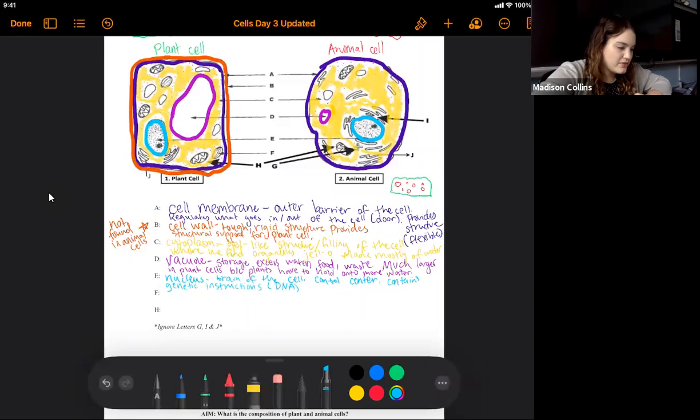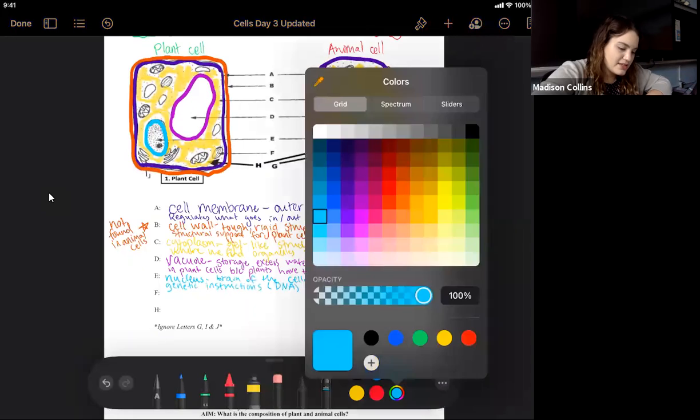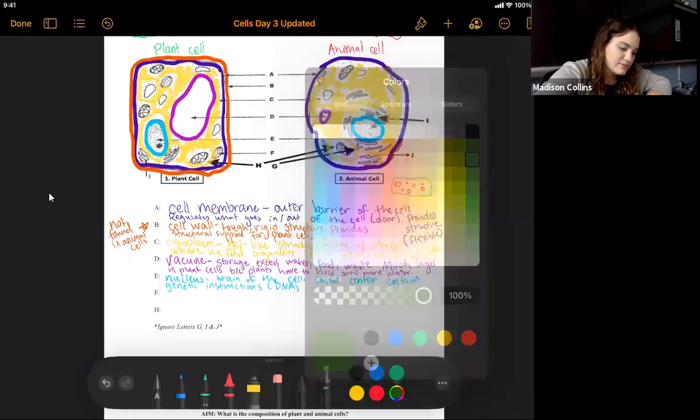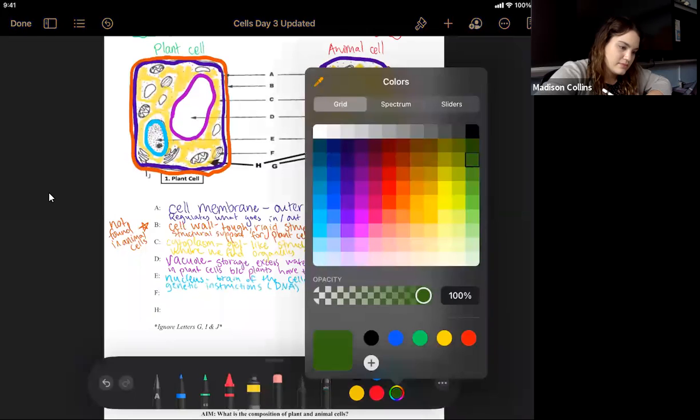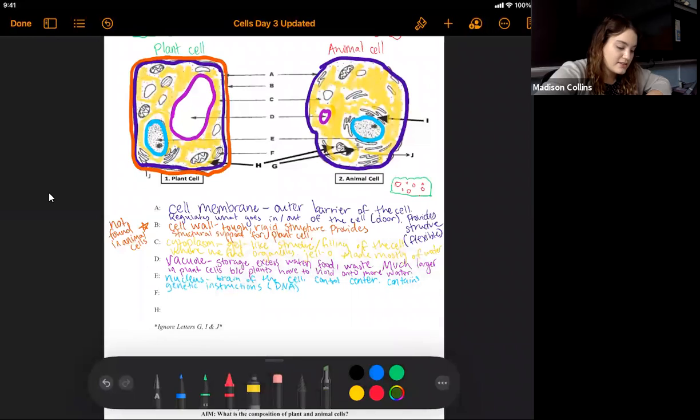All right, next up we've got F. Now we only see structure F inside the plant cell. Oh, I can add, oh, I thought that said stickers. I almost got really excited.